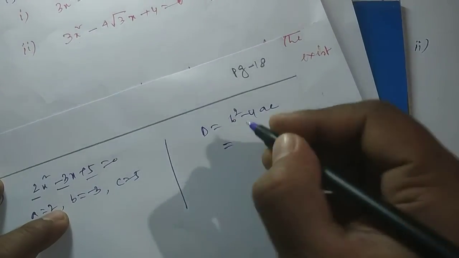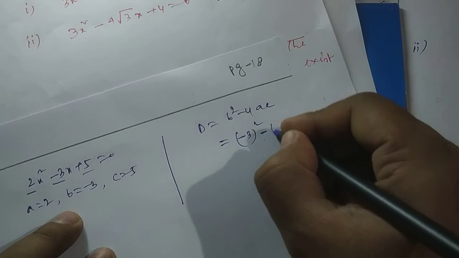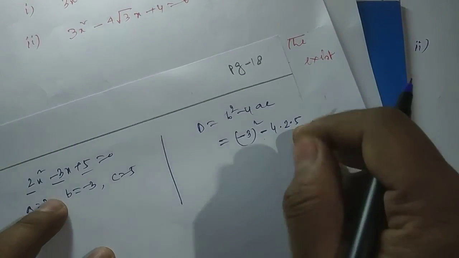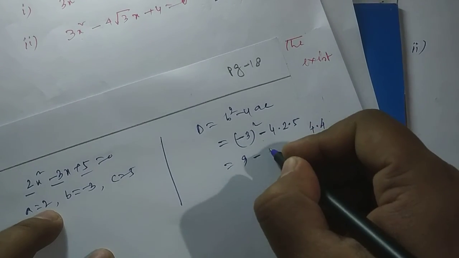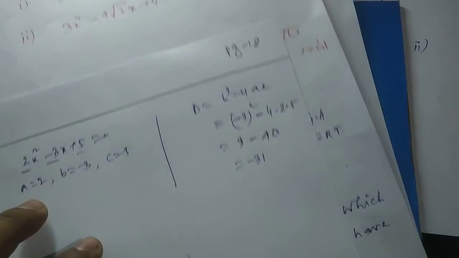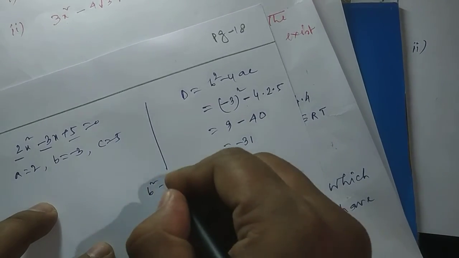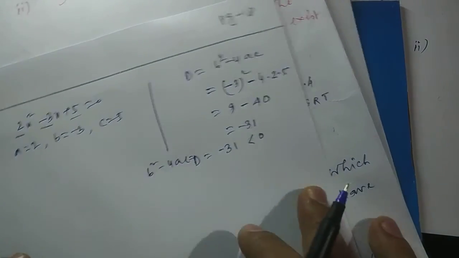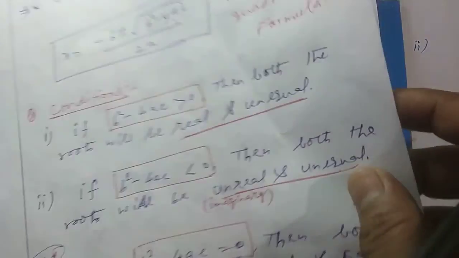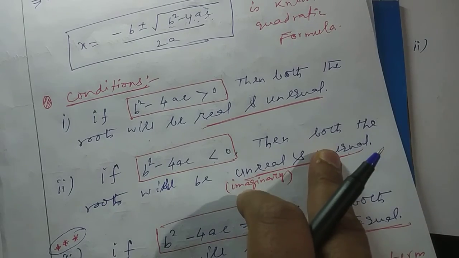After that we have to find out the discriminant. Here b will be minus 3 whole square, minus 4ac, a is 2, c is 5. It becomes 9 minus 40, minus 31. So ultimately we got D equal to minus 31, which means the discriminant is negative. Now look at the second condition. What was the second condition? If the discriminant is negative, then both the roots will be unreal and unequal.